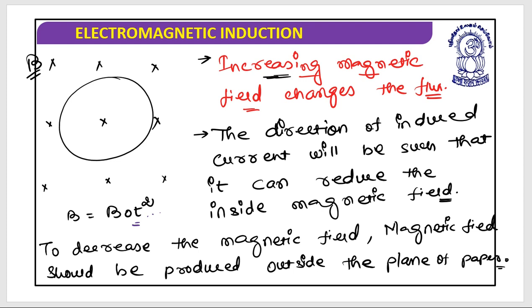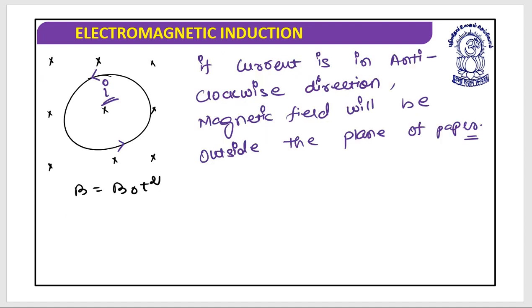So what I need to understand is, the direction of induced current will be such that it can reduce the inside magnetic field, because the magnetic field here is within the plane. So to reduce the inside magnetic field, you need to produce a magnetic field which is outside the plane of the paper. How can you produce the outside magnetic field? By the current which is flowing in the anti-clockwise fashion. If it is done, yes, you have done it. I hope this is clear. You understand the complete sequence. Okay, great.